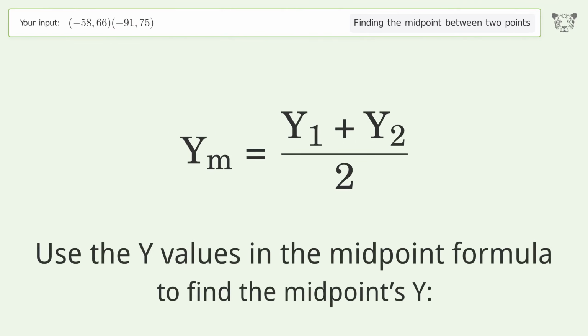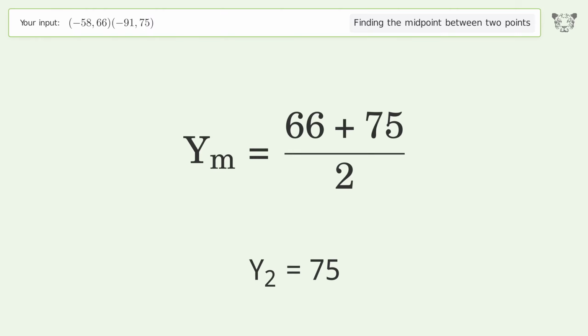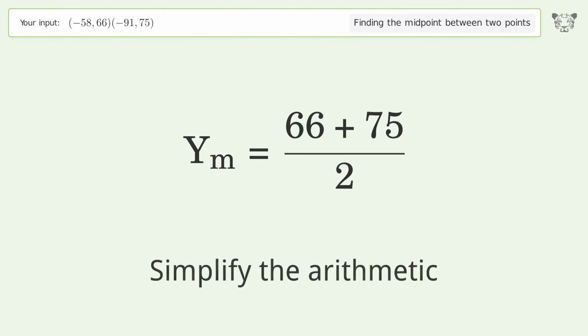Use the y values in the midpoint formula to find the midpoint's y. y1 equals 66. y2 equals 75. Simplify the arithmetic.